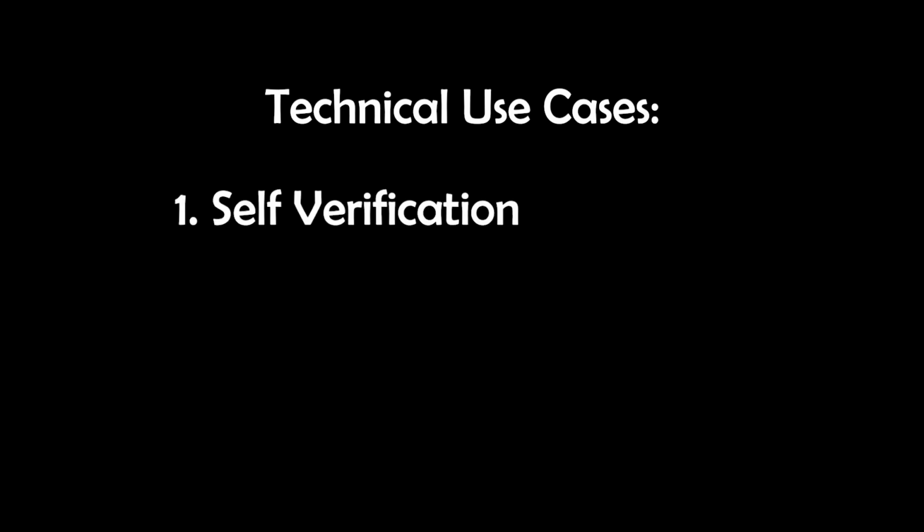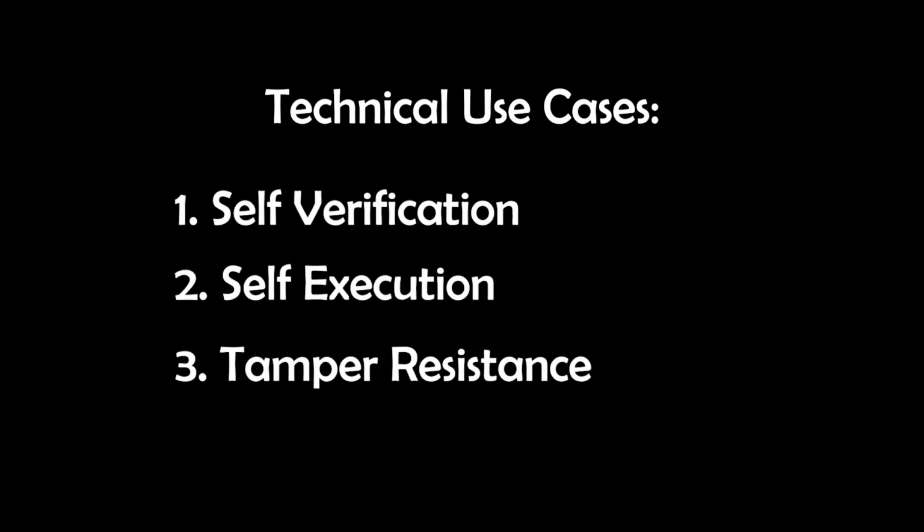Now let's take a look at the use cases of smart contracts. These will range from simple to complex, and are almost infinite to some degree. We broke this down into three main categories: technical, legal, and economic use cases. Under technical use cases, smart contracts can be used for self-verification, self-execution, and tamper resistance.